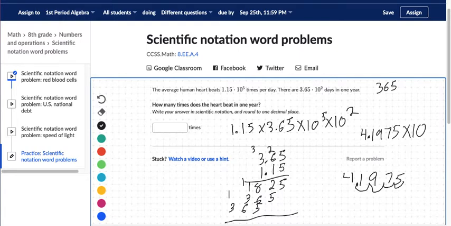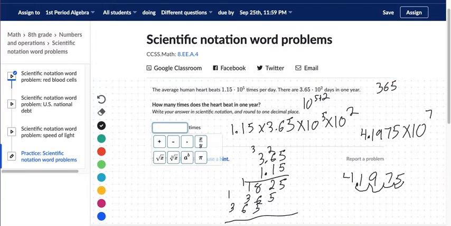Well, if you remember your rules for exponents, you have 10 to the 5th times 10 to the 2nd, same base, right? So we can write that as 10 to the 5 plus 2. Because if we were to write this out, it's 10 times 10 times 10 times 10 times 10, that's 5, times 10 times 10. And if we just list that out, it's 10 to the 7th, so 5 plus 2. So 4.1975 times 10 to the 7th times per year. So that's about 42 million times a year.